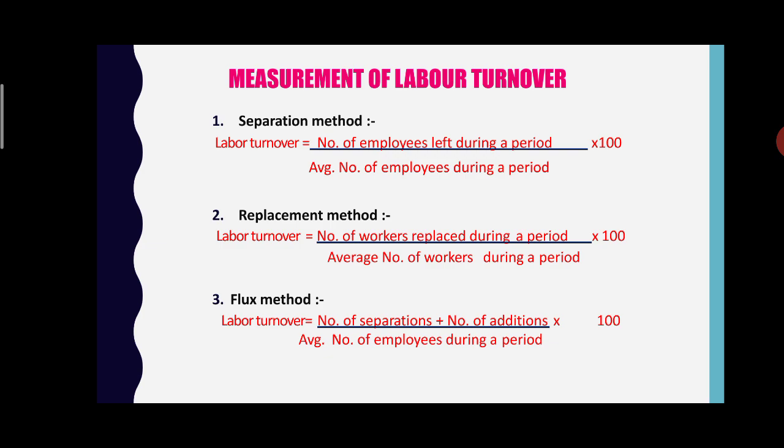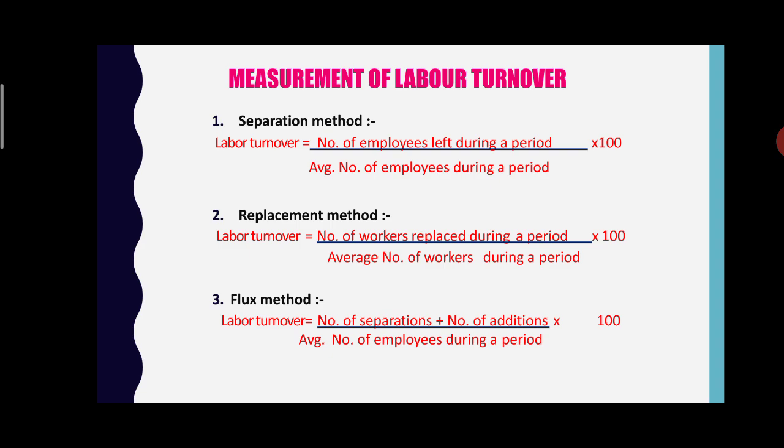And the next method we have is the replacement method. This method takes into consideration only actual replacement of employees. That means if 10 employees leave, the organization is going to employ only 10 employees, so 10 employees are replaced in the place of the existing employees. That is the replacement method, irrespective of the number of people leaving. It is to be noted that if new workers are employed on account of expansion of the business, they should not be included in the replacements.